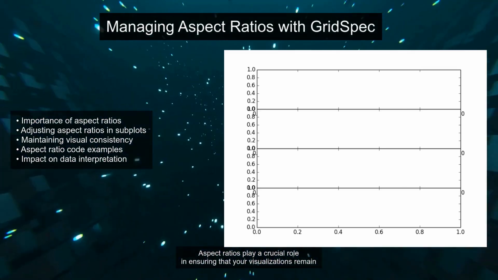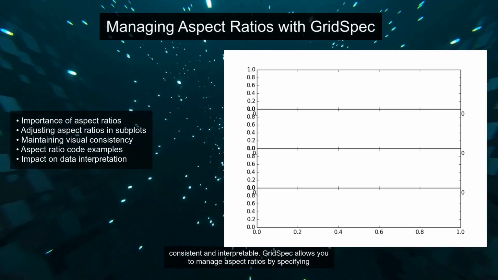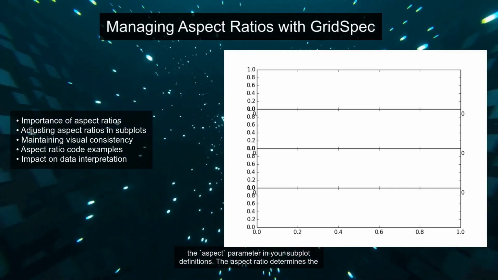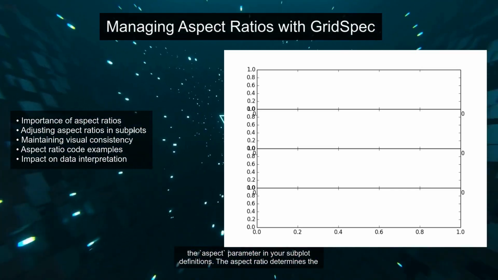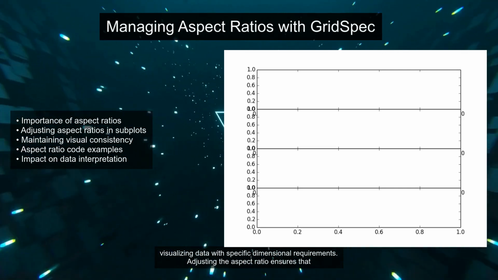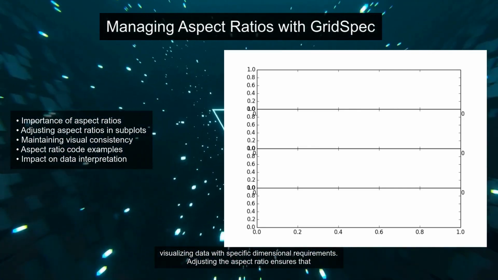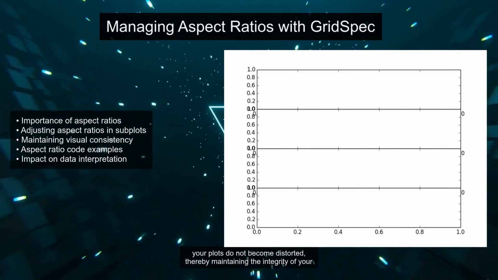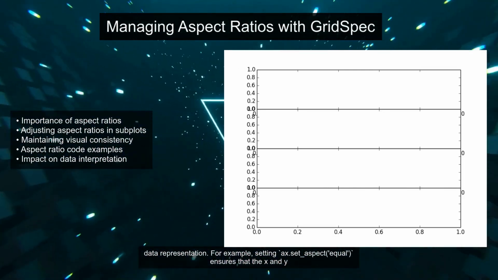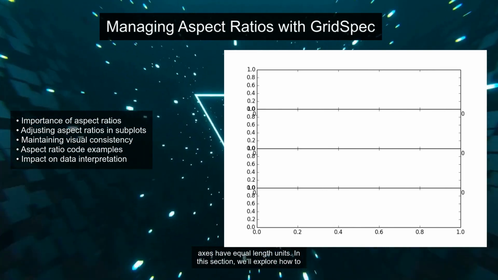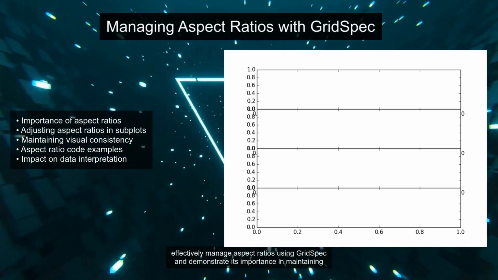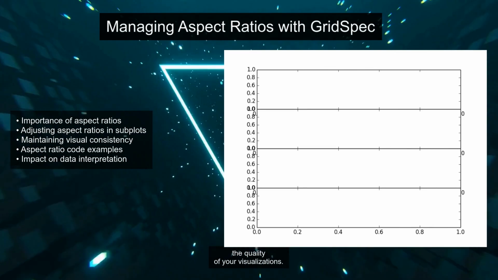Aspect ratios play a crucial role in ensuring that your visualizations remain consistent and interpretable. GridSpec allows you to manage aspect ratios by specifying the aspect parameter in your subplot definitions. The aspect ratio determines the relative height and width of a subplot, which can be critical when visualizing data with specific dimensional requirements. Adjusting the aspect ratio ensures that your plots do not become distorted, thereby maintaining the integrity of your data representation. For example, setting ax.set_aspect('equal') ensures that the x and y axes have equal length units. In this section, we'll explore how to effectively manage aspect ratios using GridSpec and demonstrate its importance in maintaining the quality of your visualizations.